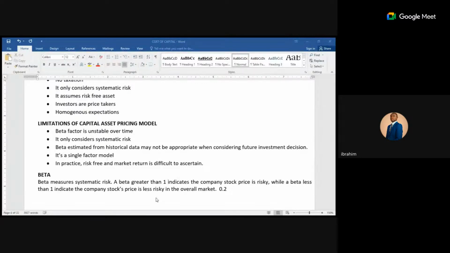So if there is a low risk, if it is less than 1, it means that the company stock is riskless. You don't have enough risk. It is not risky at all. There's no risk in that company stock.